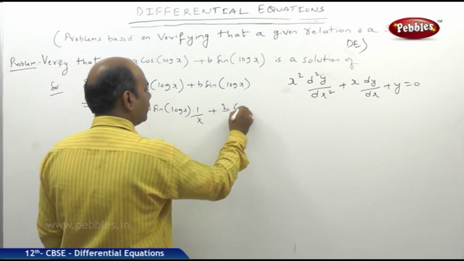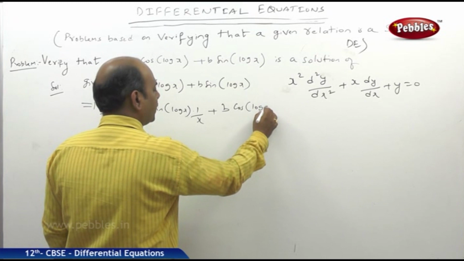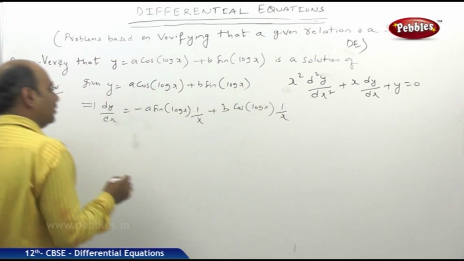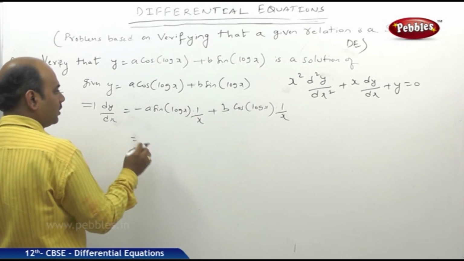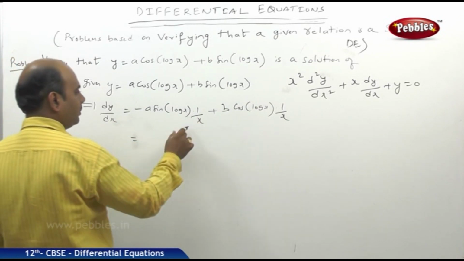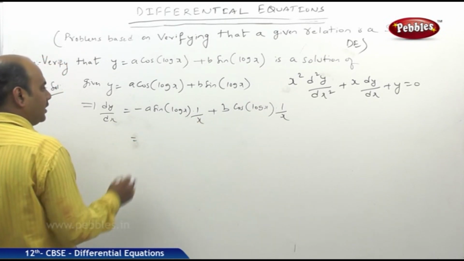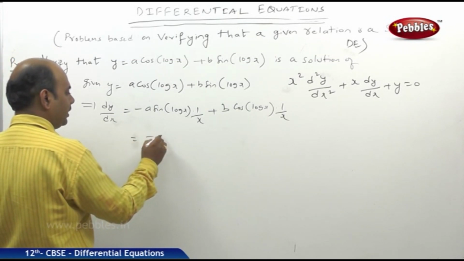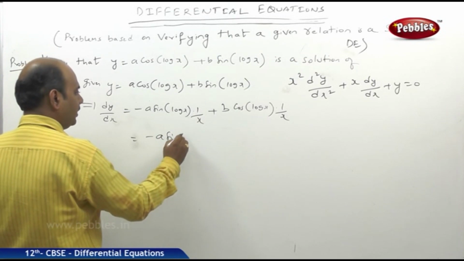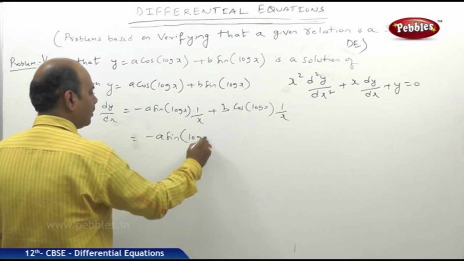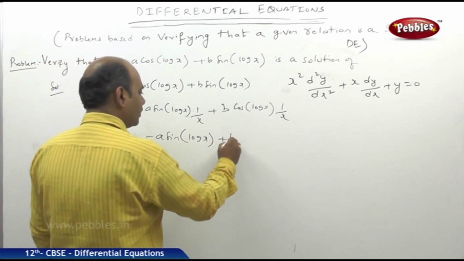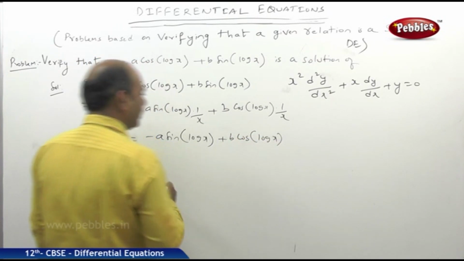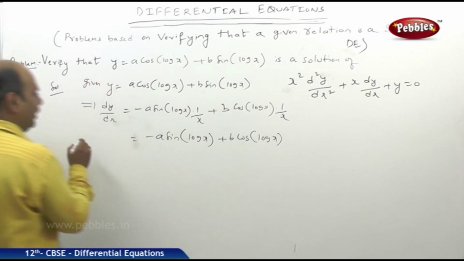and the derivative of sin x is cos of log x, and the derivative of log x again 1 by x. So finally, x will be the LCM, and we will get minus a sin of log x plus b cos of log x, whole divided by x.